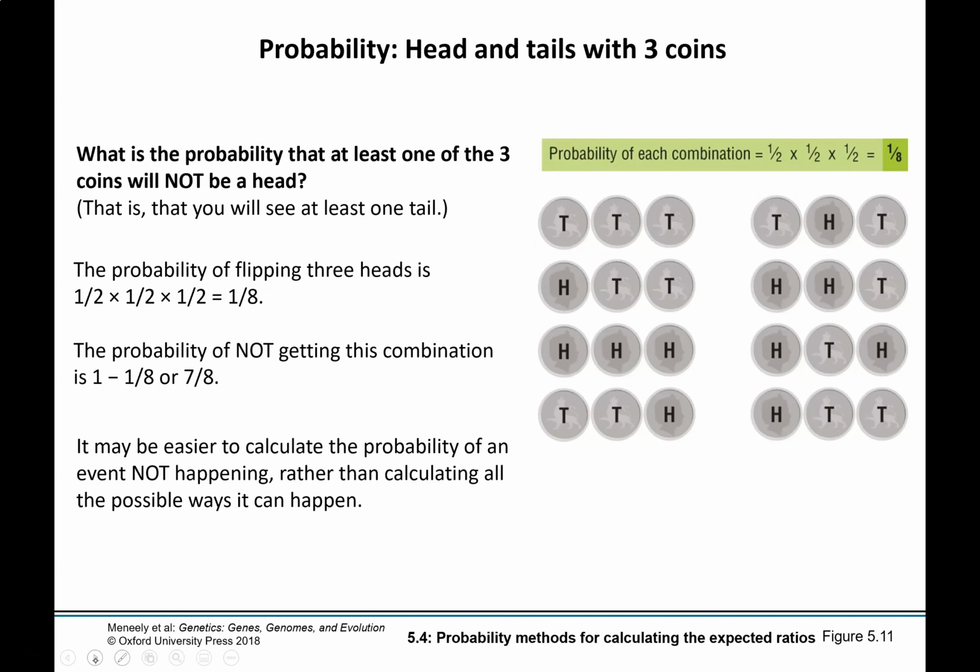So let's look at one other way that we can think about these probability problems. What is the probability that at least one of 3 coins will not be a heads? So this is sort of backwards. Another way you can say this is, what's the probability that you'll get at least 1 tails? So the probability of flipping 3 heads is 1/2 times 1/2 times 1/2. So the probability of not flipping that combination is 1 minus 1/8, or 7/8.